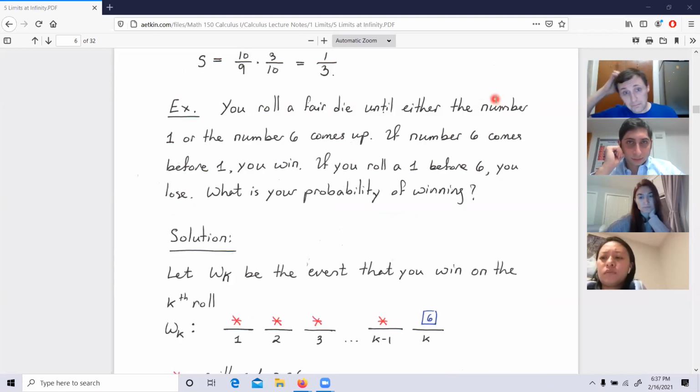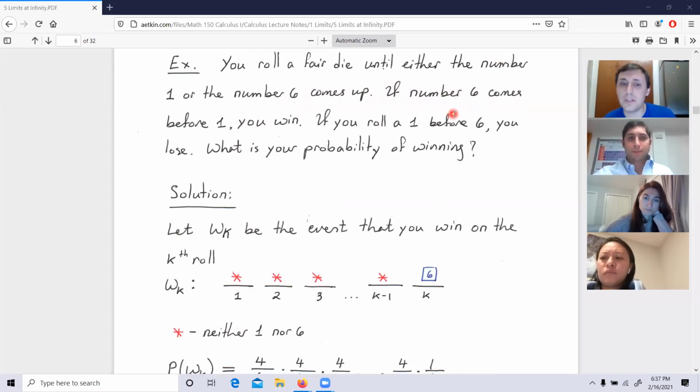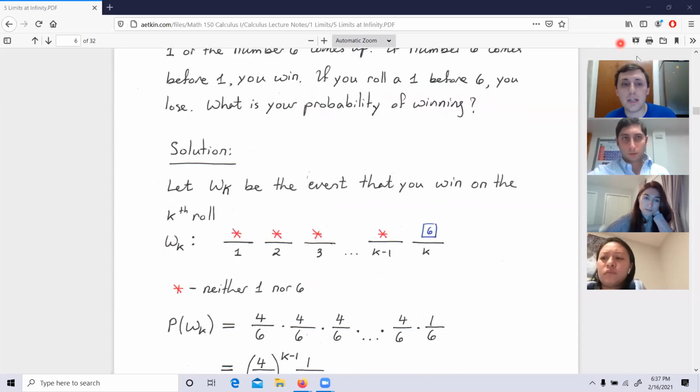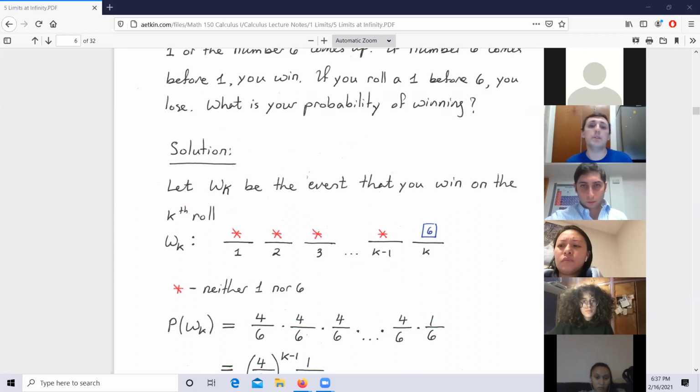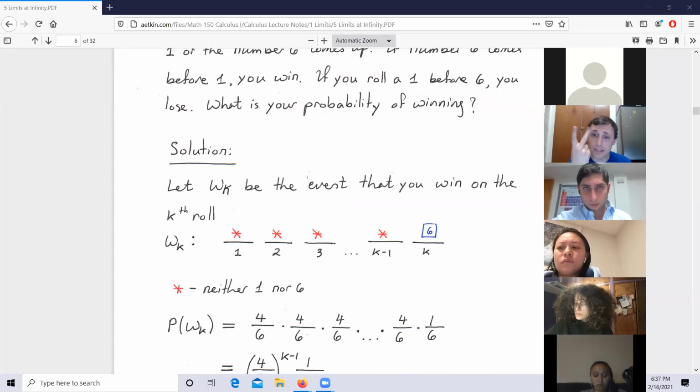Now, let me tell you another way to solve it. Here is how you can solve it with an infinite series. Suppose that you win. You win means that the last outcome was 6. How could you win? Maybe the first time you roll the die, the outcome is 6. Or maybe you roll the die twice, and the first outcome is neither 6 nor 1, because if it were 6 or 1, the game would be over, and the second outcome is 6. Are you with me? Yes?